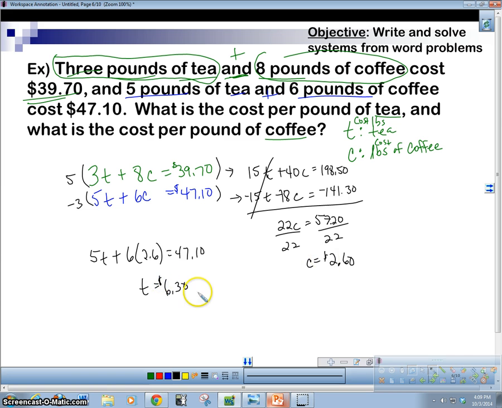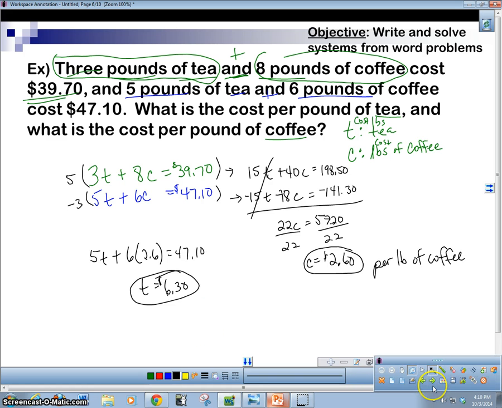Okay, so we're going to write this in a sentence, and you'll say that it costs $2.60 per pound of coffee and it costs $6.30 per pound of tea. All right, let's take a look at the next example.